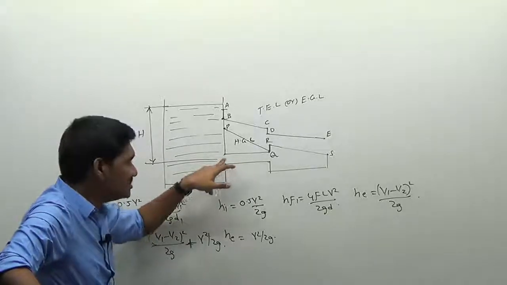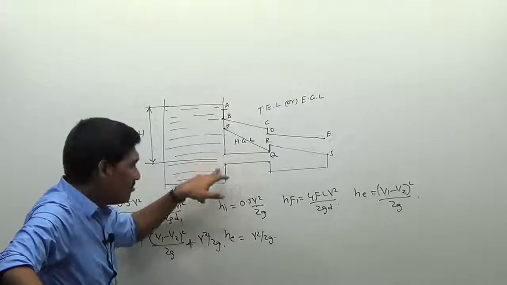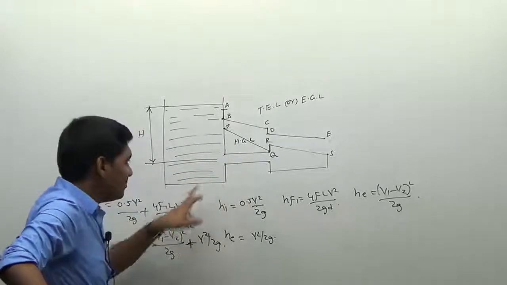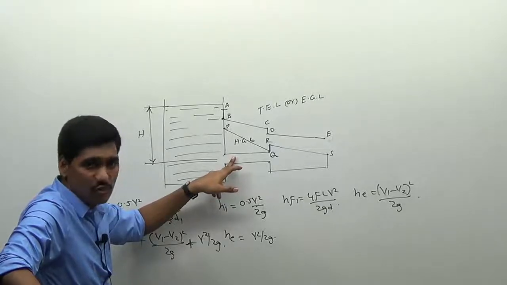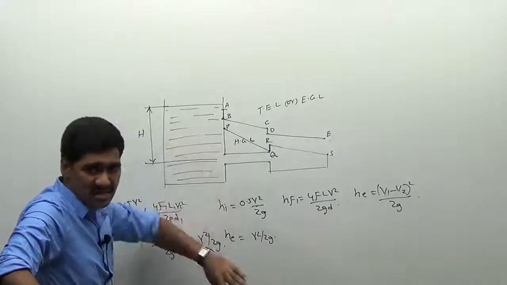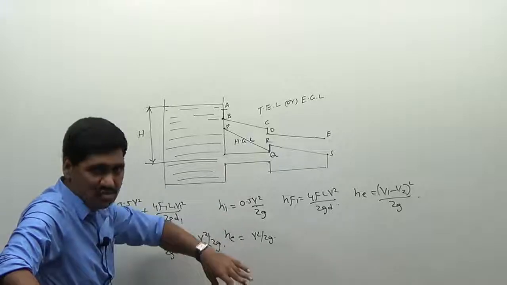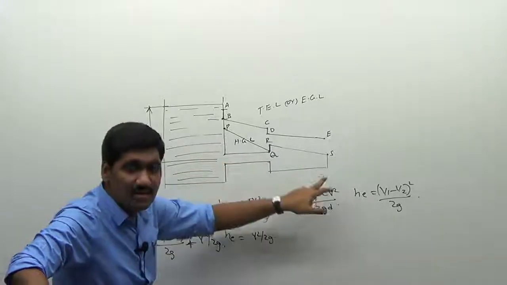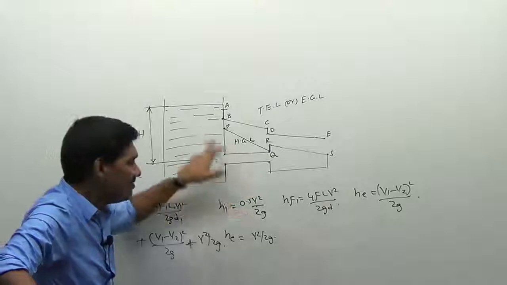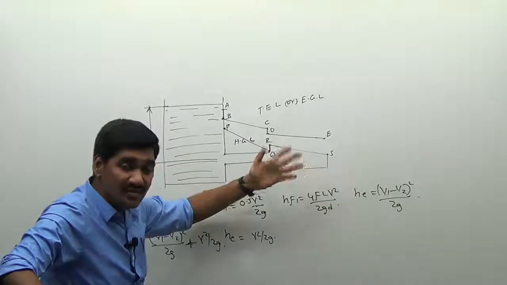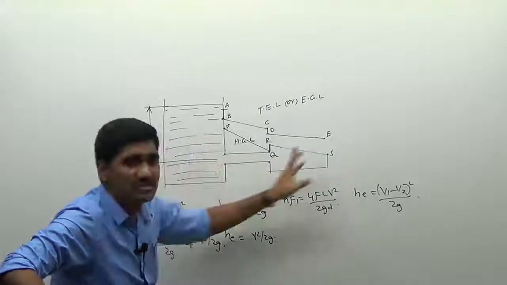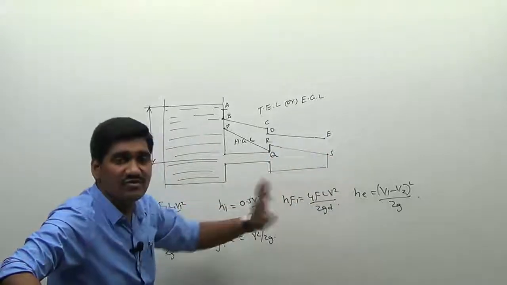Which type of energy is lost here? Actually at the entrance we have the value of 0.5 v square by 2g. That means the velocity is reduced here. The velocity head is reduced. But actually this is the line which is obtained by joining the piezometric heads. This line does not include the velocity heads. If there is an increase in the pressure, we have to show this pressure. If there is a decrease in the pressure, we have to show that pressure.